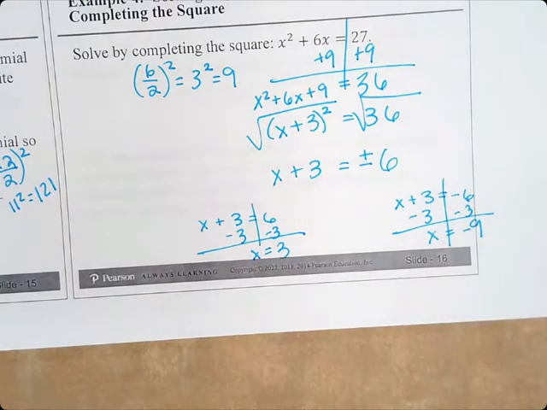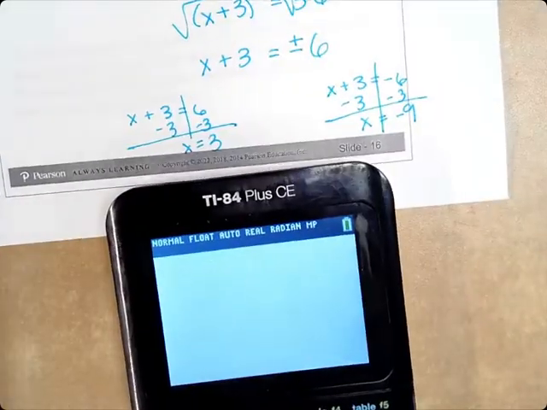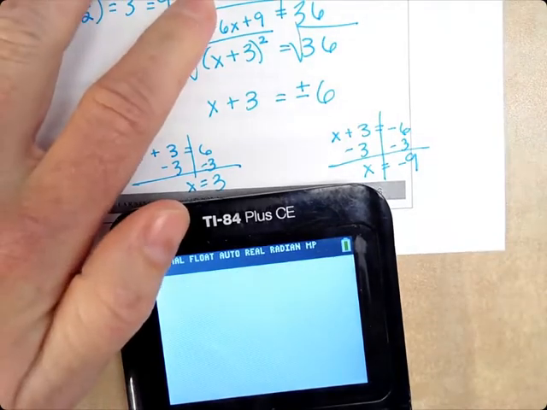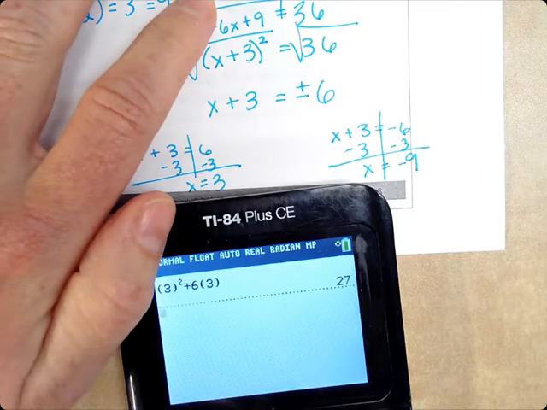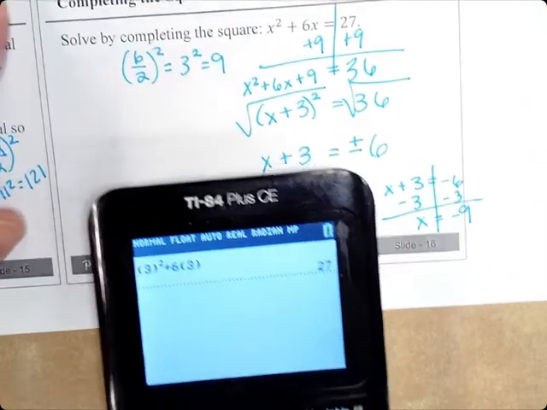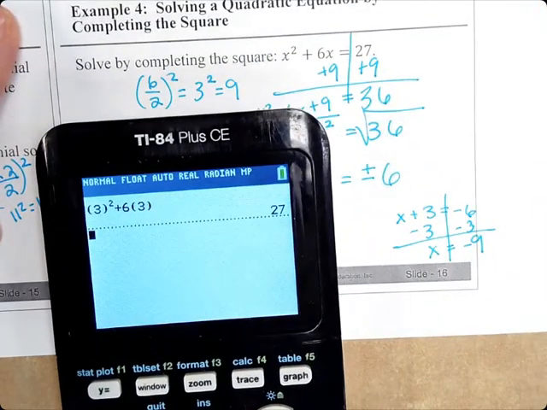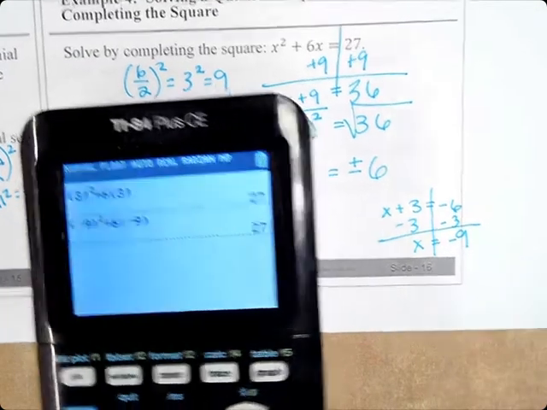We do need to check to make sure it's not an extraneous solution. So we will do 3 squared plus 6 times 3. That one works. And then we would do negative 9 squared plus 6 times negative 9. And that also works. So we have our two answers of 3 and negative 9.